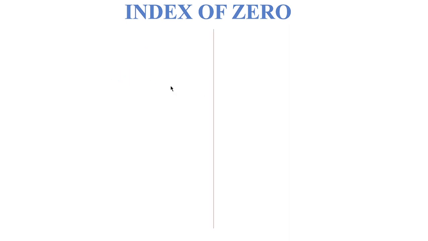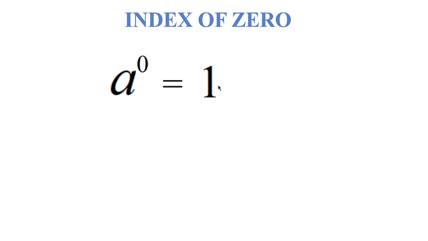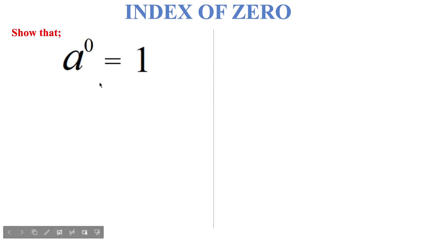Now I will show something which I call the index of zero. It's very simple. It states that if I have a base with zero as the power, it is equal to 1. That is, this is the law of indices, that anything raised to power 0 gives us 1. Now I know some of us might be wondering, why is it 1? In this video, I will show us why anything raised to power 0 is 1. Now let's show that a to the power 0 is 1.